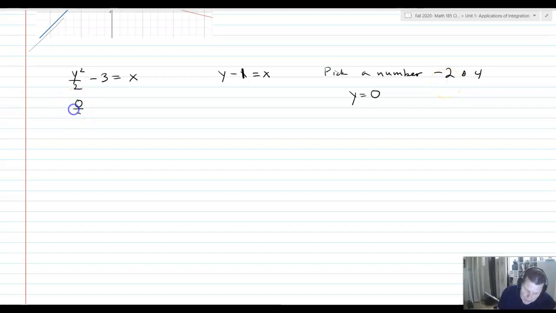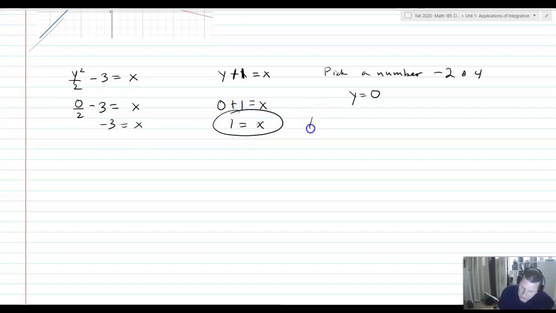So this is going to be 0 squared over 2 minus 3 equals x. And this will be 0 plus 1, that's the function, plus 1 equals x. And so what I'm left with is that x equals 1 for the y plus 1 equation, and x equals -3 for my other equation. The x equals 1, that's the larger value. So this function is on top, is our top function.